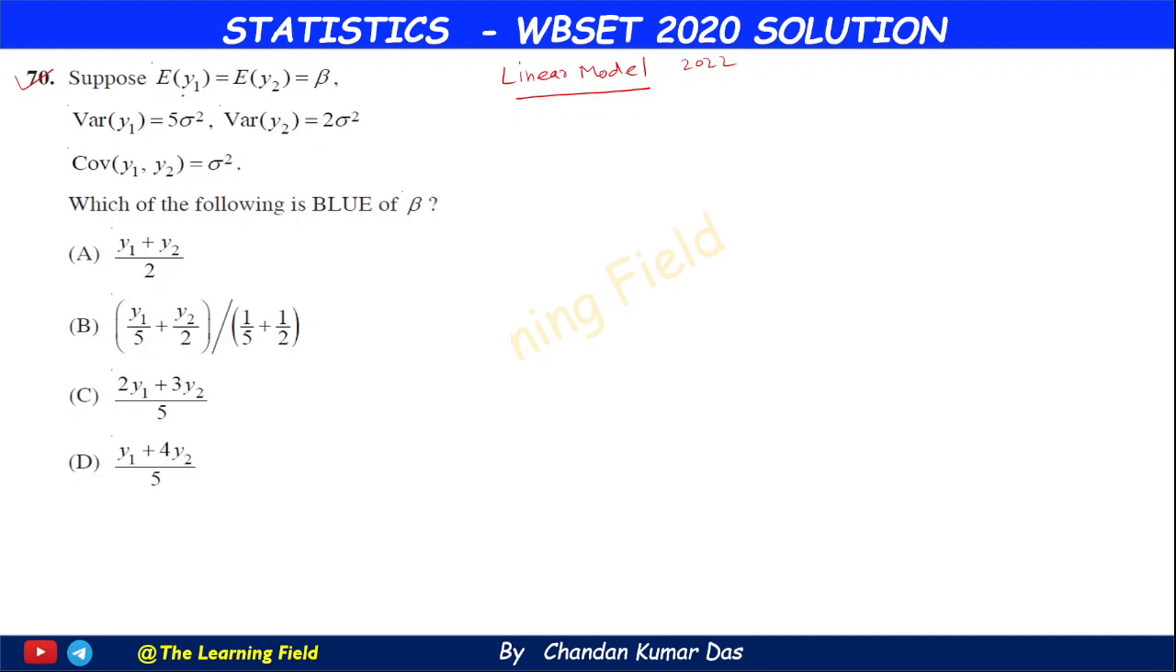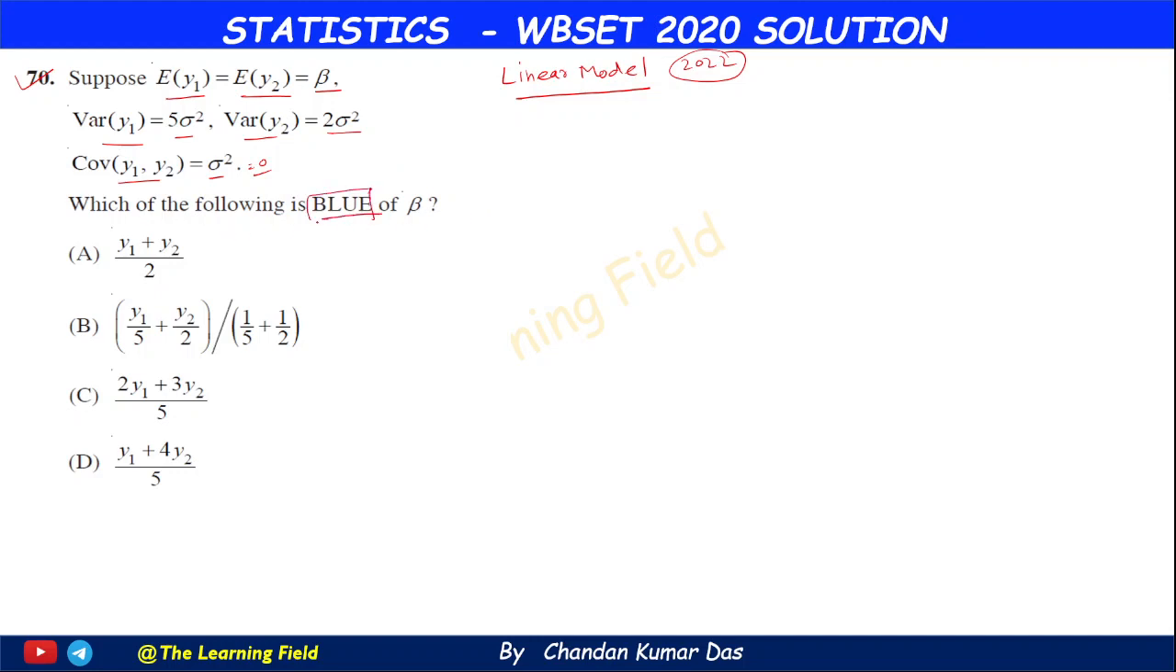The question says: suppose expectation of y1 equal to expectation of y2 equal to beta, variance of y1 equal to 5 sigma square, variance of y2 equal to 2 sigma square. Then covariance of y1 and y2 is equal to sigma square. In the question paper of 2022, it was given that y1 and y2 are independent, so in that case the covariance term is equal to 0.